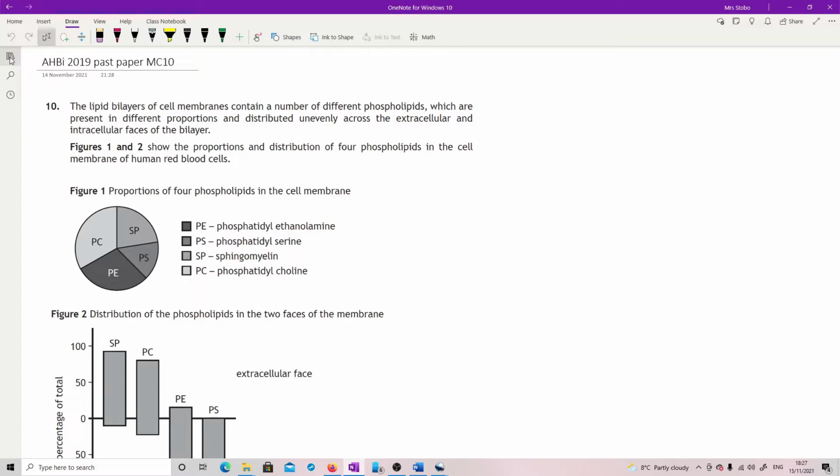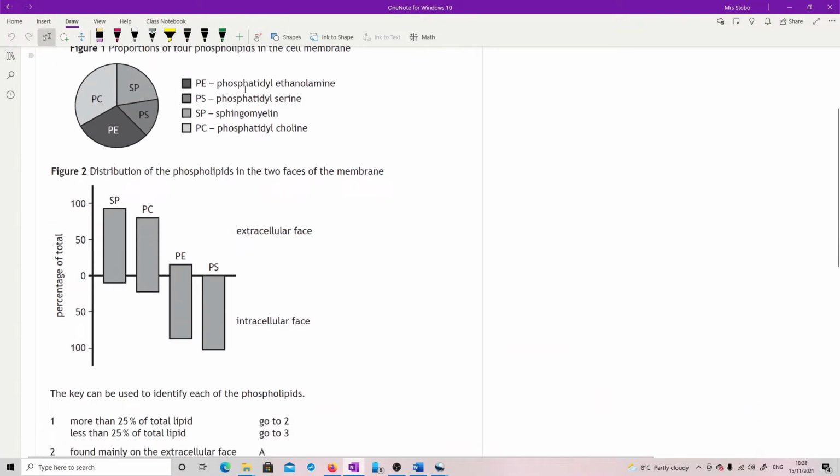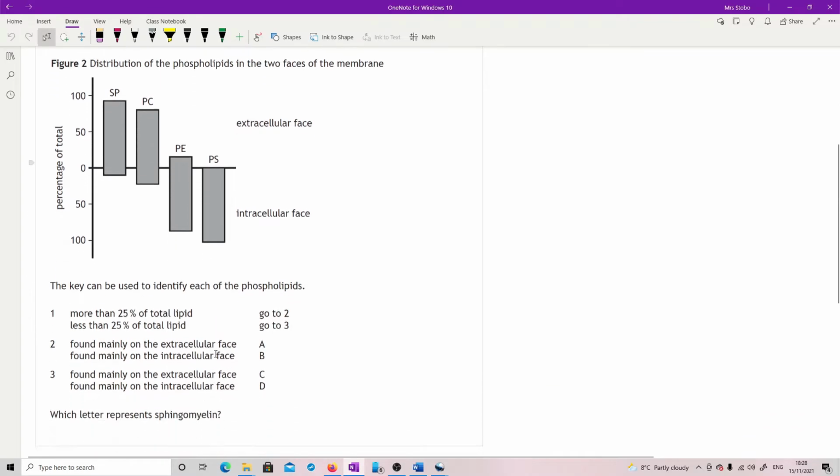Okay, question 10. A lot of reading in this, but actually when I looked at it again I thought it's actually not that bad a question. Lipid bilayers of cell membranes contain a number of different phospholipids which are present in different proportions and distributed unevenly across the extracellular and intracellular faces of the bilayer. Figures 1 and 2 show proportions and distribution of 4 phospholipids. So I have here 4 different phospholipids, all with big long names. And then figure 2 is where they are. SP is pretty much on the extracellular face almost entirely, a tiny bit on the intracellular, whereas PS is completely on the intracellular face.